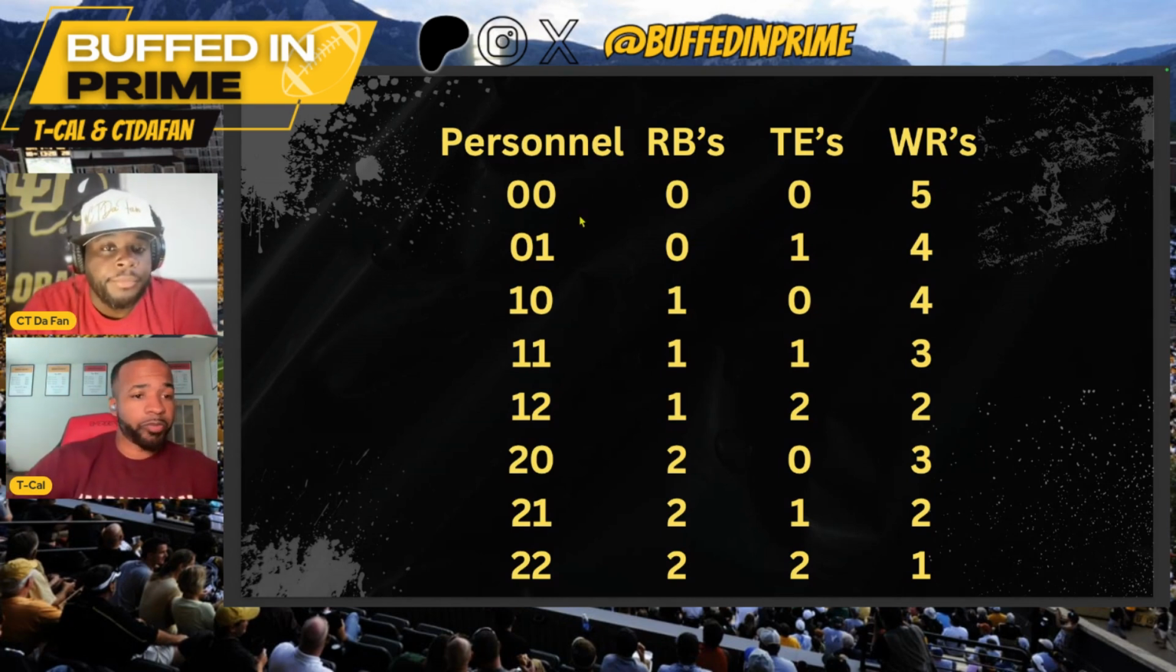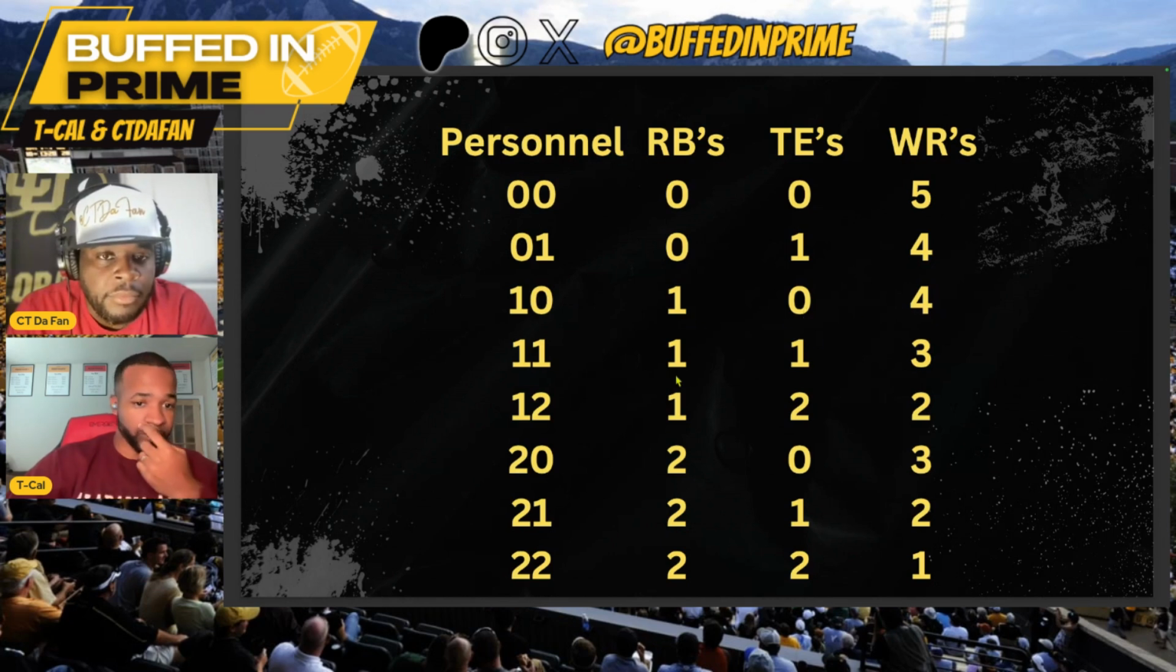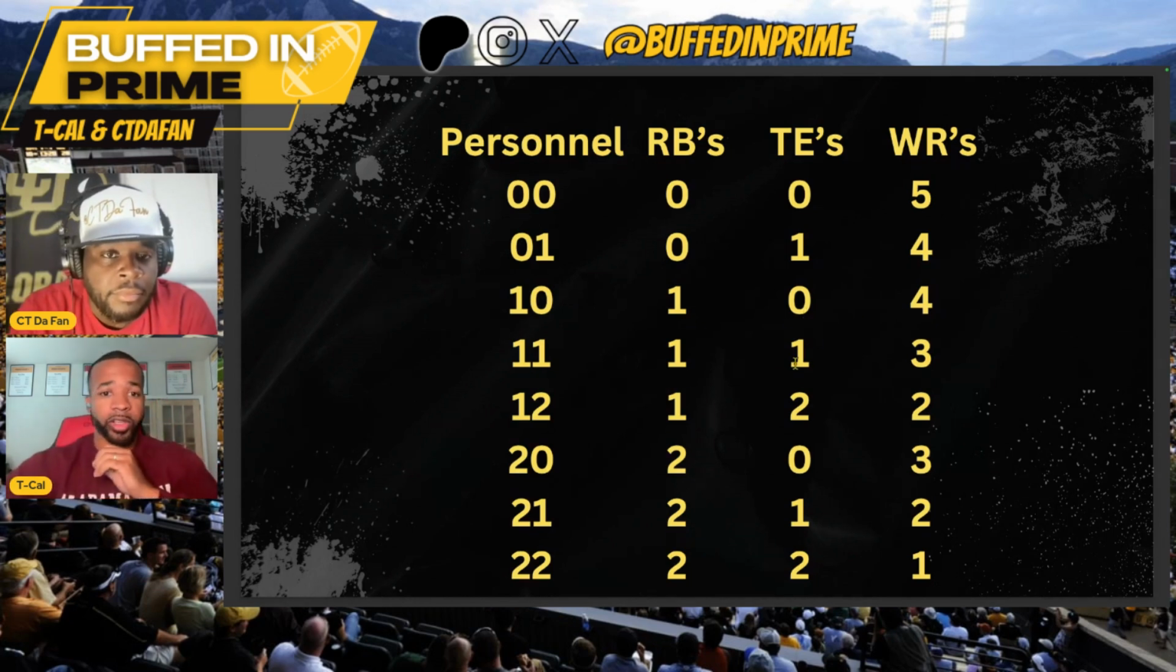0 personnel, no running backs, no tight ends, 5 receivers. 1 personnel, no running backs, 1 tight end, 4 receivers. 10 personnel, 1 running back, no tight ends, 4 receivers, and so forth. You can keep going from there. So I'll leave this up for a second so everybody can read through it and get a grasp of it.